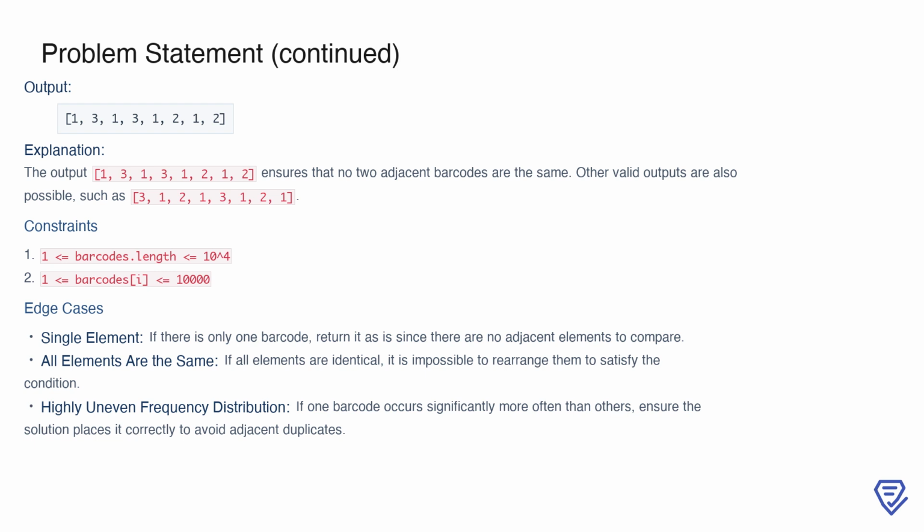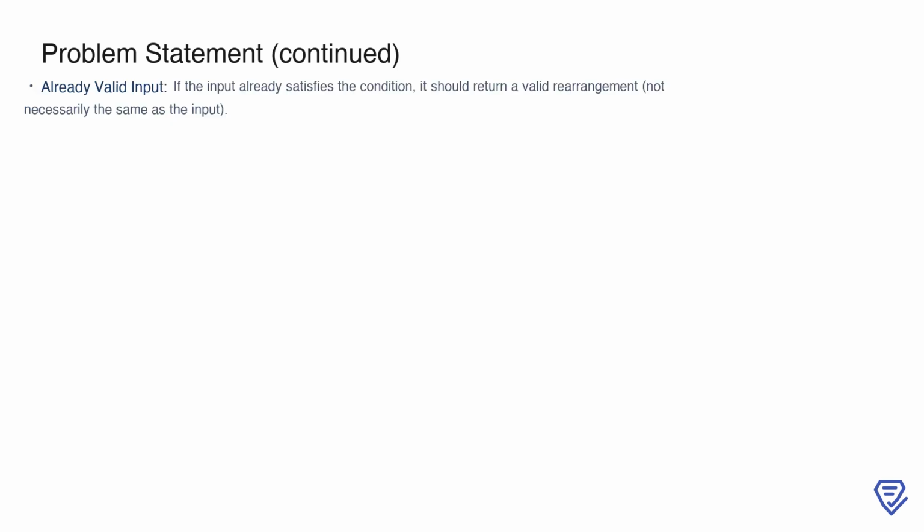The problem also comes with constraints to guide us. The length of the barcodes array can be as large as 10,000, and each barcode value can range between 1 and 10,000. Edge cases to consider include scenarios where the input has only one barcode, making it trivially valid, or if all barcodes are identical, which would make it impossible to rearrange them to meet the condition. Additionally, when one barcode is far more frequent than others, we need to distribute it carefully to ensure no adjacent duplicates.